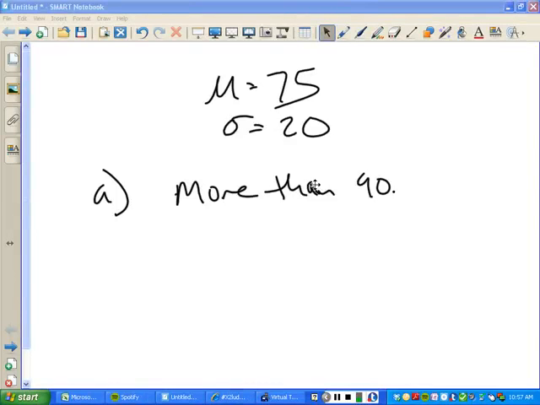Donations to a local charity are normally distributed with a mean of 75 and a standard deviation of 20. I have truncated that for you and just given you the information you need. The mean is 75, the standard deviation is 20. We're looking for the probability that a randomly selected donation is more than $90. So, how do you go about doing it?